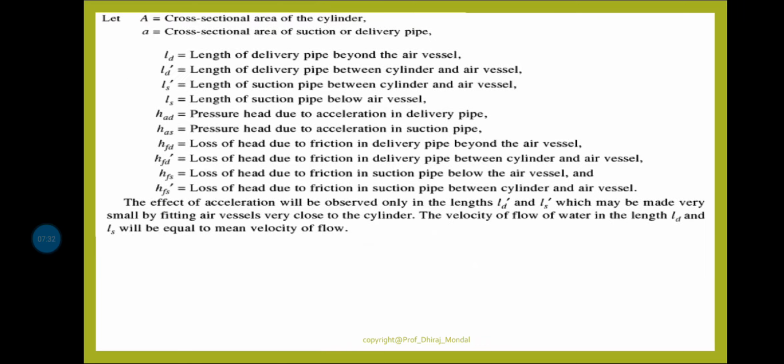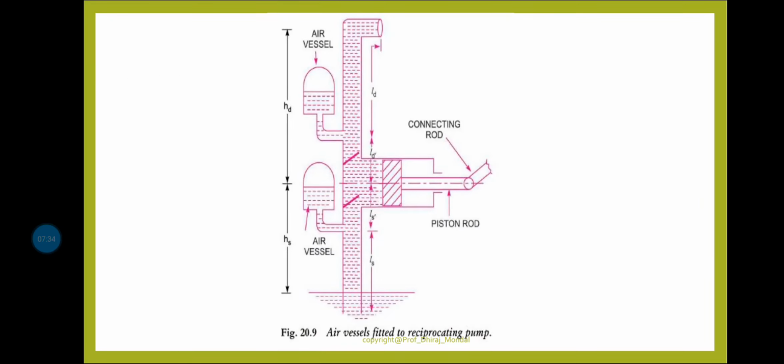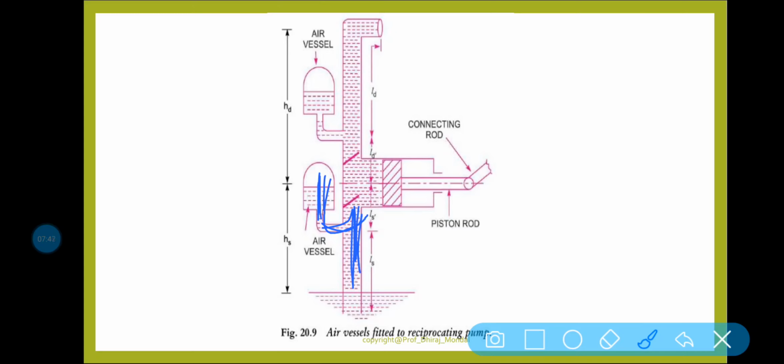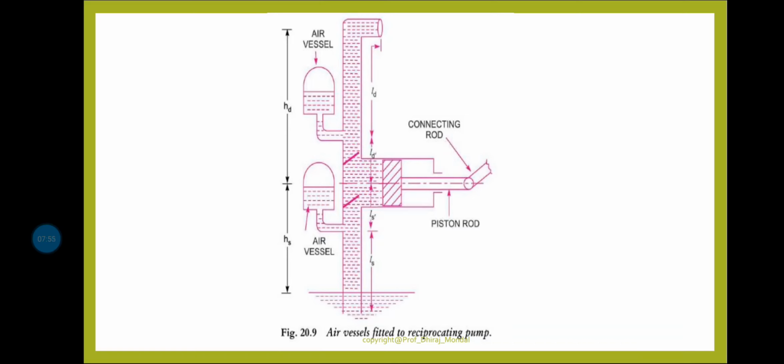So I hope it is clear what is the function of the air vessel. The compressed air is placed here, okay, and when there is some separation of water, the air pressurizes the liquid, and the liquid fills the separation, fills the void, and the smooth operation can be achieved with the help of this air vessel. Clear? So today up to this, I think it is clear.